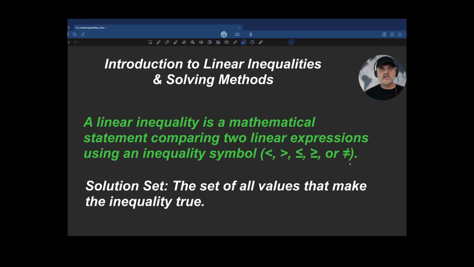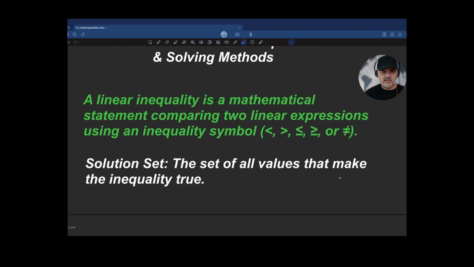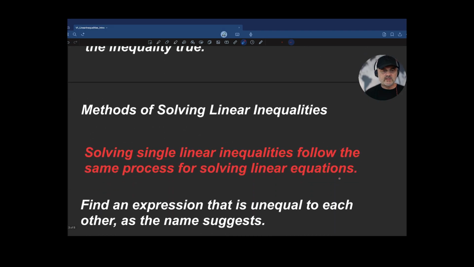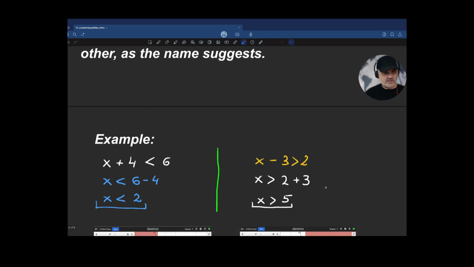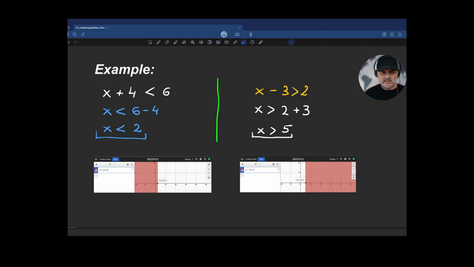So the solution, instead of being a specific number as for linear equations, comes with a set of numbers. When we find a solution, we'll find an interval. The methods of solving are by algebra and by graphing. Those are two strategies that you can implement when solving inequalities. And the first example is right here.